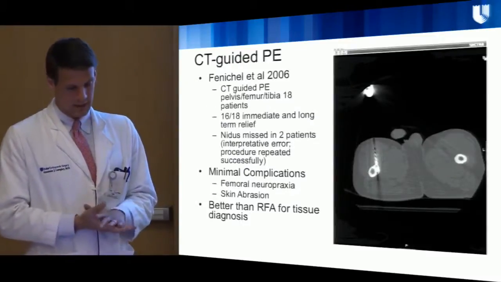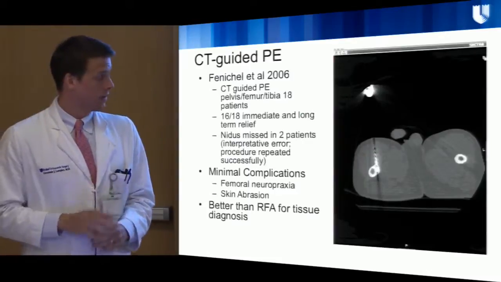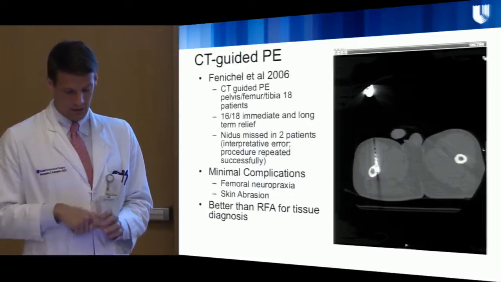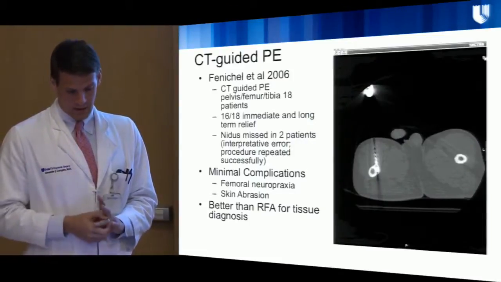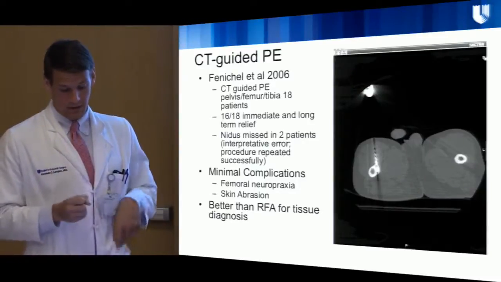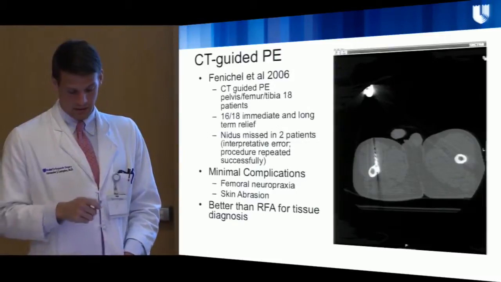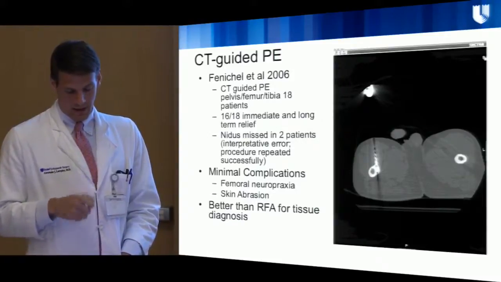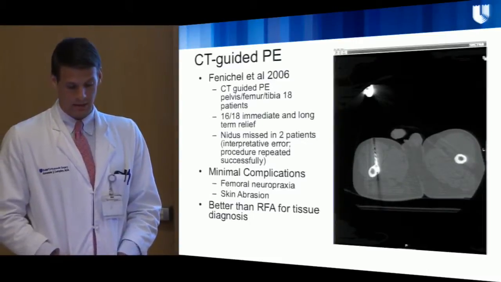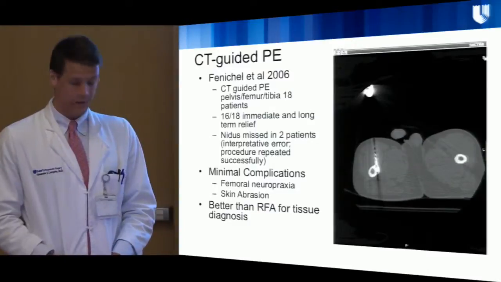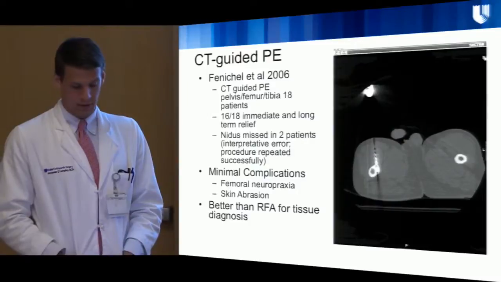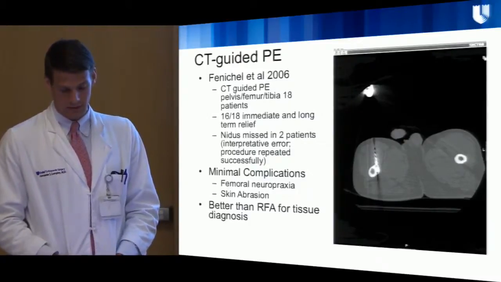CT-guided percutaneous excision is a technique where a guide wire is put into the lesion under CT guidance. Then usually the cortex is drilled. And in this study by Fenichel, he then took a cannulated curette that was taken down to the lesion, and the nidus was debrided through the curette. He showed in 18 patients that 16 got immediate and long-lasting relief. And the 2 that didn't, they believe on postoperative imaging that the nidus was missed, and they said it was an intraoperative interpretive error, and they repeated this procedure, and that was successful.